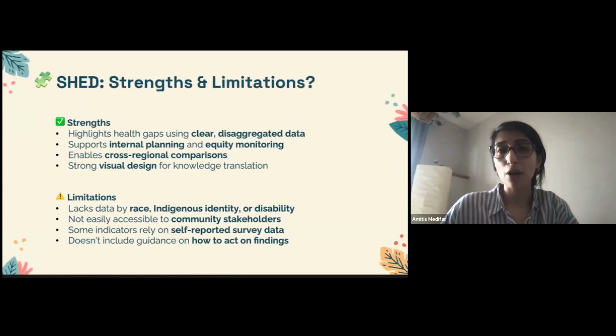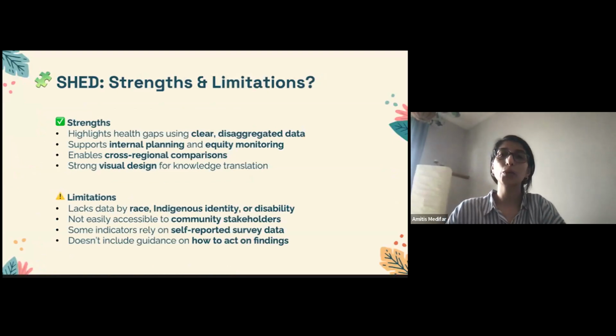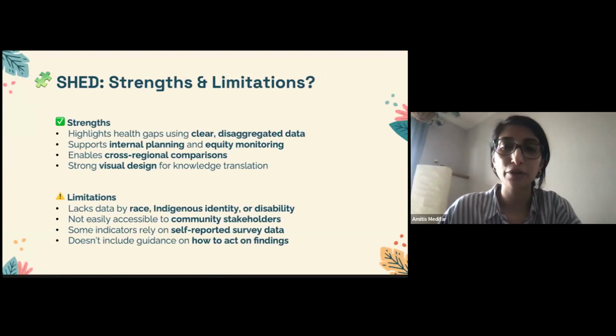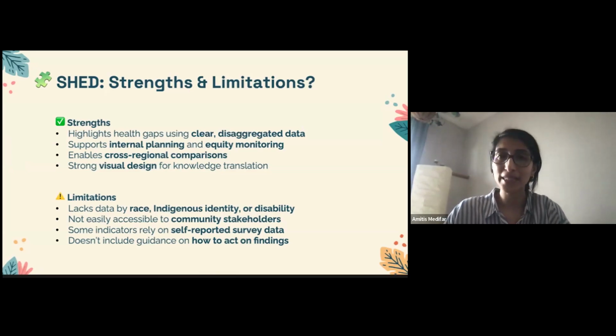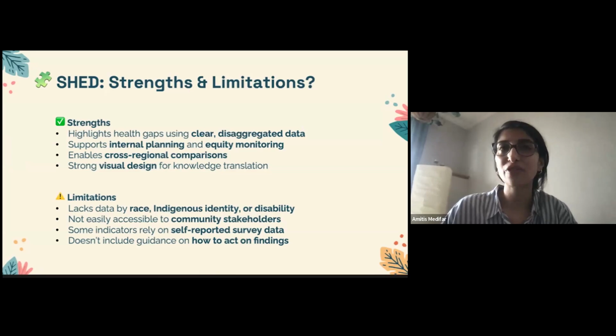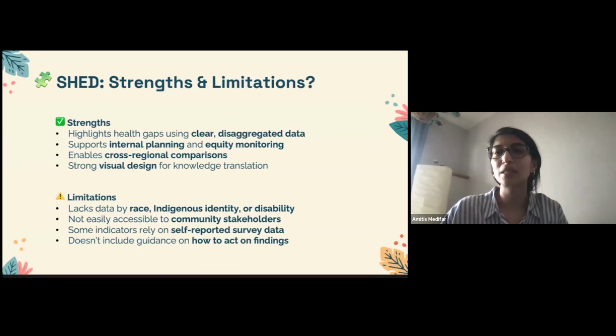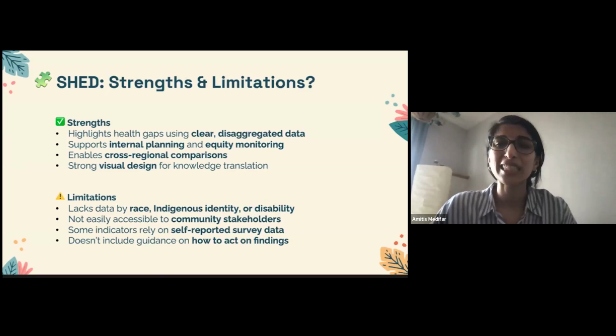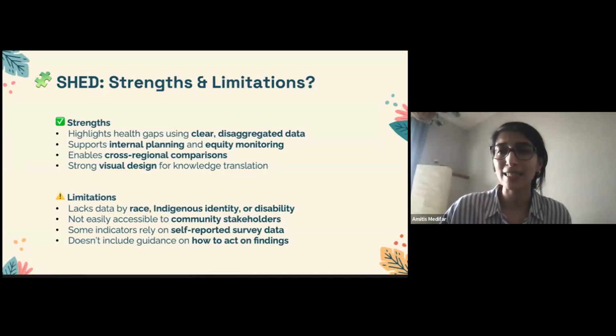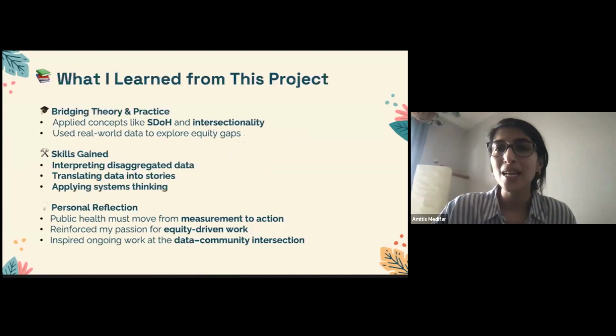SHED is a very powerful tool. It clearly highlights inequities and supports internal planning through visual and disaggregated data, but it has limitations. It lacks race-based data, it's not very easily accessible to the public, and it really doesn't offer guidance on how to act on the findings. So it's a great starting point, but not the full picture.